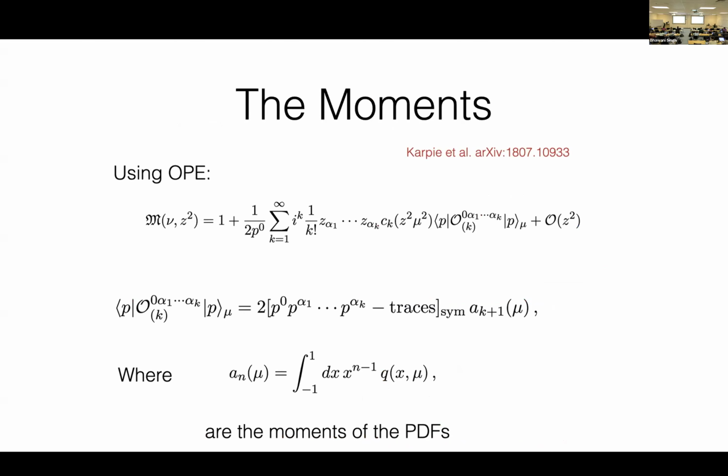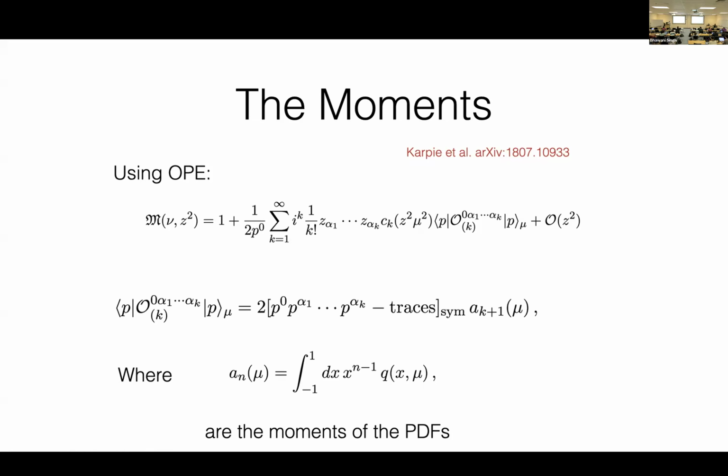Now, you might ask the question, what's happening with the moments of the PDFs that we have been talking about? If you look at the Taylor series expansion with respect to this variable nu of the matrix element that we compute now on the lattice, you can show that it expands into a bunch of perturbative coefficients that are known analytically, powers of z, and these matrix elements that are the moments of the parton distribution function.